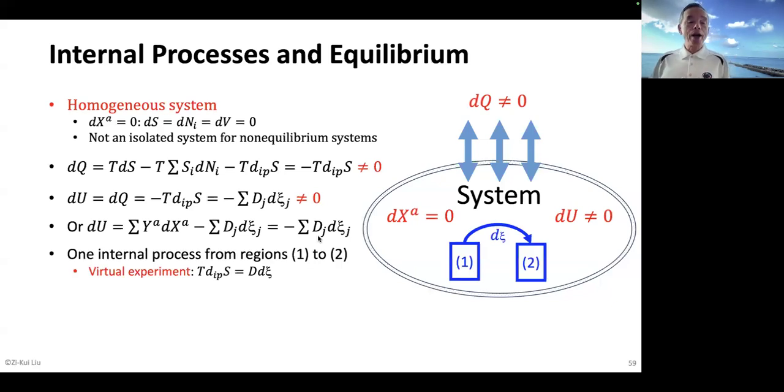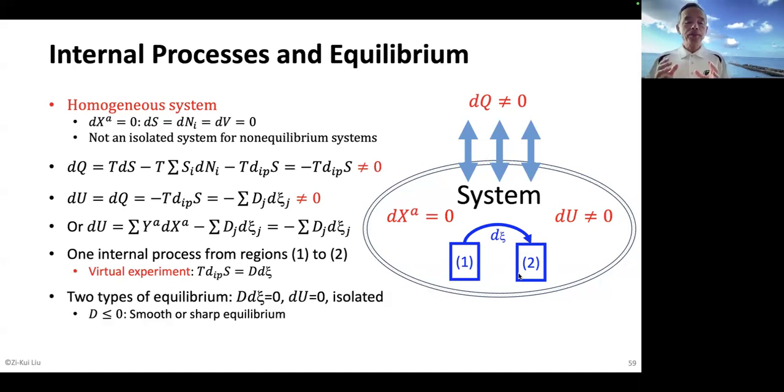So if we consider one internal process from region 1 to region 2 in the system, we have the d psi here for region 1 to region 2. So we do a virtual experiment. You think about a virtual experiment: you move one molar quantity from one region to another region inside the system. And then come out the two types of equilibrium we can talk about.